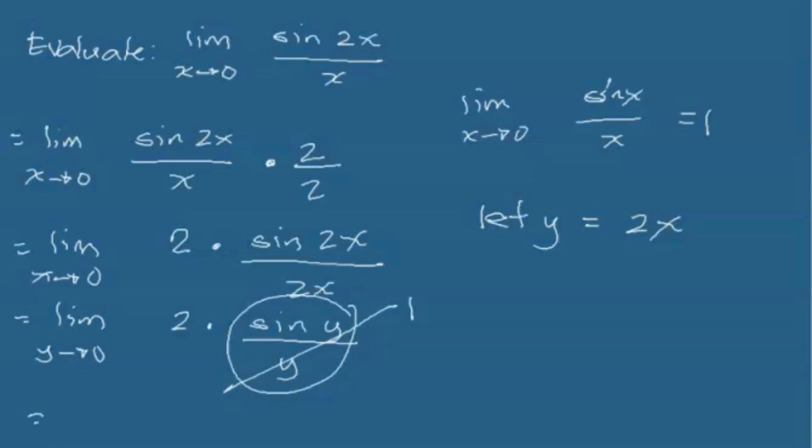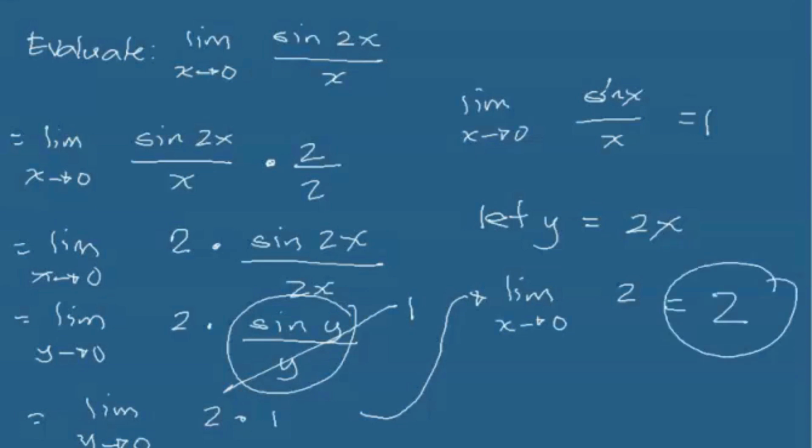So now we end up with the limit of 2 times 1. Okay, so now we can change this back to the limit as x approaches 0. So we have 2 times 1, or 2 times 1 is 2. So the answer, the limit of sine 2x over x as x approaches 0, is 2.